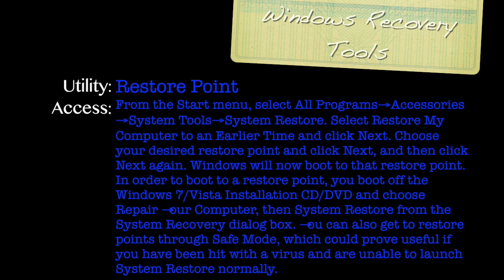Windows 7 and Vista allow you to boot your operating system to a restore point, which allows you to revert back to that system configuration. Very useful if your system has been hit with a virus. In order to boot to a restore point, you boot off the Windows 7 or Vista installation CD or DVD and choose Repair Your Computer, then System Restore from the System Recovery dialog box. You can also get to restore points through Safe Mode, which could prove useful if you have been hit with a virus and are unable to launch System Restore normally.